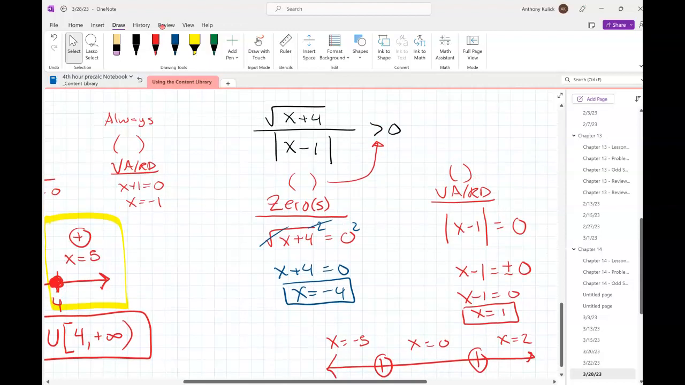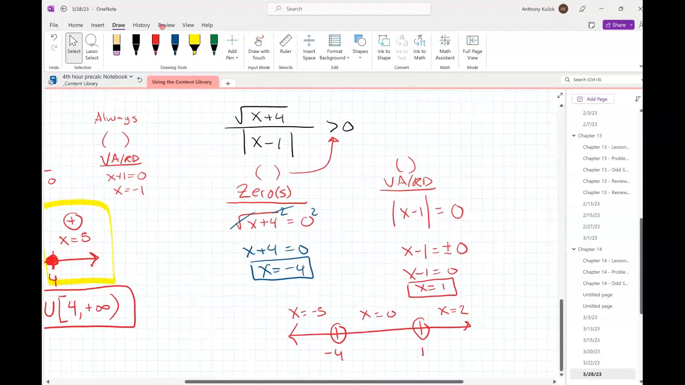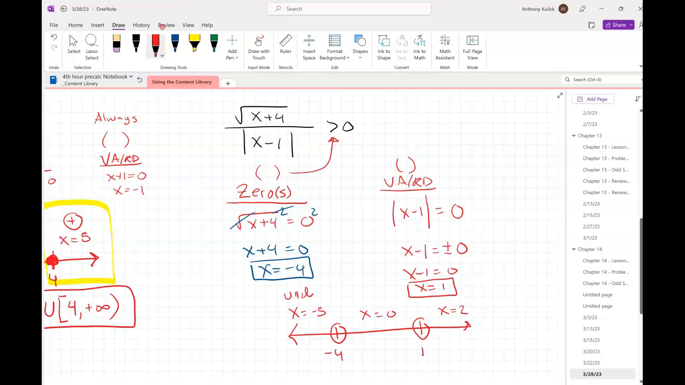And now we'll just plug our test values in to see what happens. So plugging in -5, I have the square root of -5 plus 4. Well, -5 plus 4 is -1. What's the square root of -1? i, which is a non-real number, right? That piece is just undefined. So that doesn't count for negative or positive. It's just nothing. Everybody okay with that?